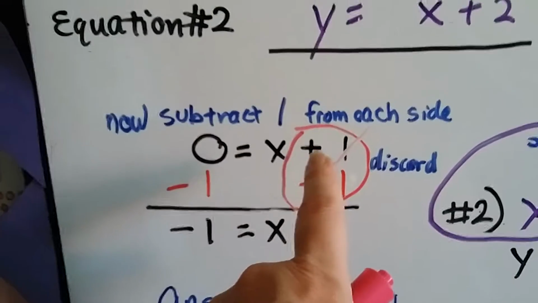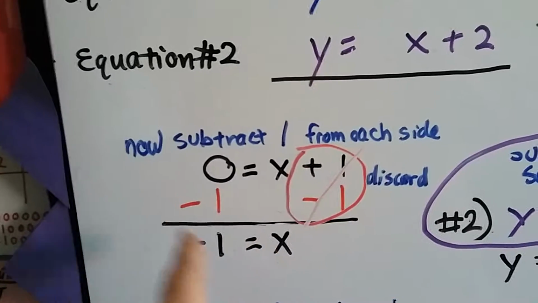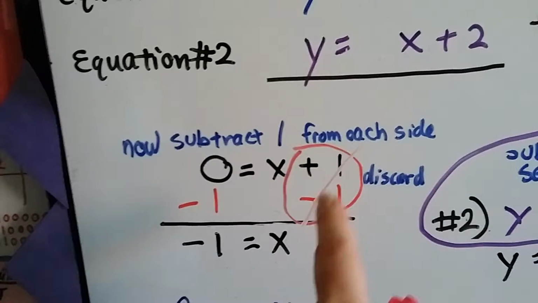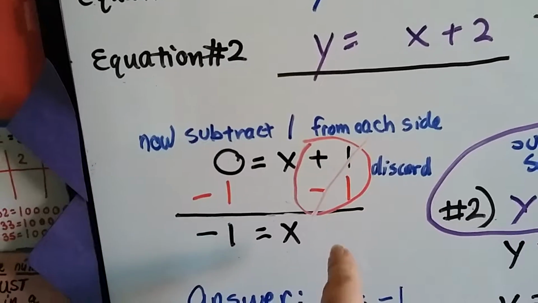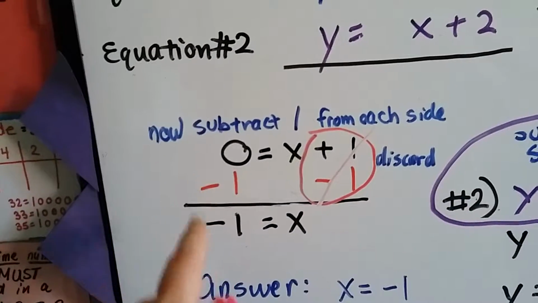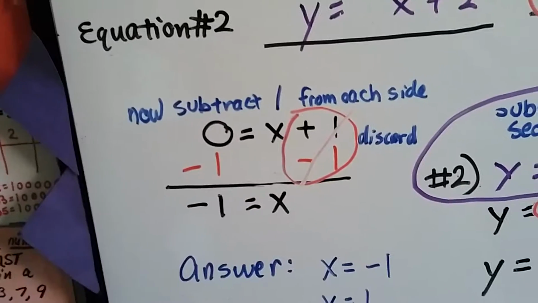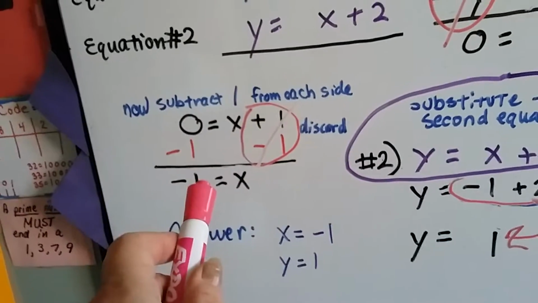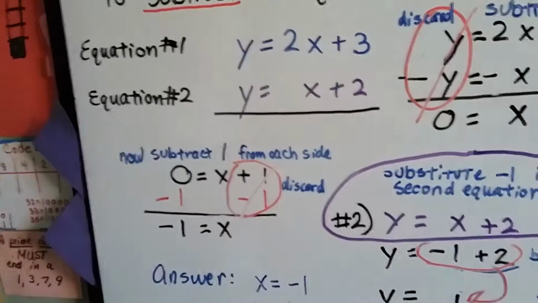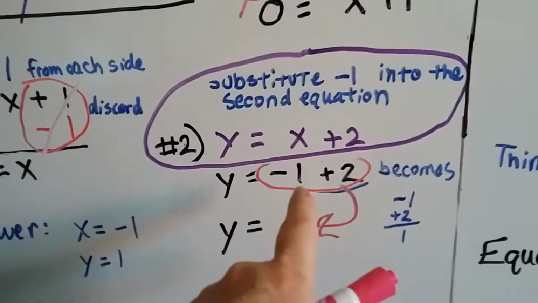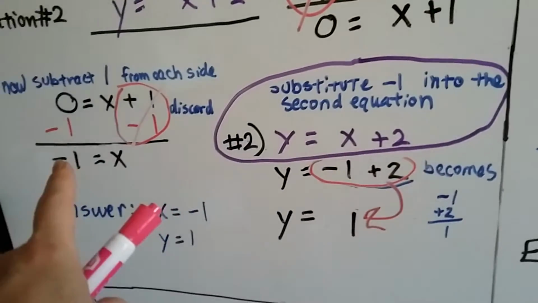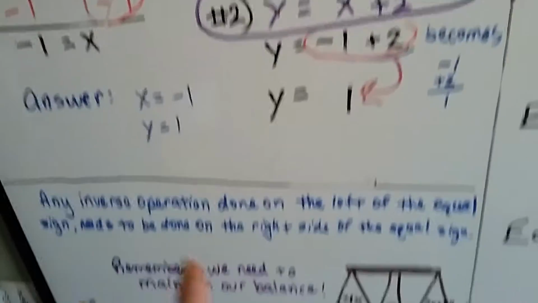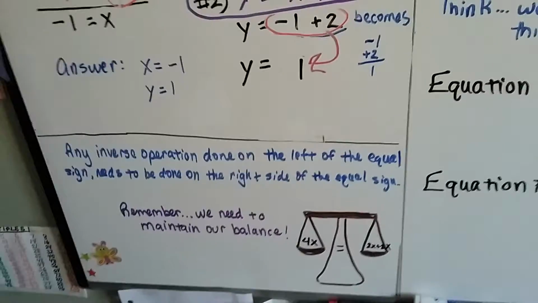Now we know that we can take this plus 1 and subtract it from each side to get this x by itself. So we do, and we discard this because it turned into a 0 pair. Plus 1 take away 1 is 0. And now we have negative 1 on this side and x on this side. So x equals negative 1. Now we can take this x equals negative 1 and plug it into x in our second equation. So this x becomes a negative 1. And when you add negative 1 to 2, it becomes 1. Now we know x is negative 1 and y is 1. So remember, whatever you do on one side of the equation, we have to do on the other side to keep our equal balance, okay?